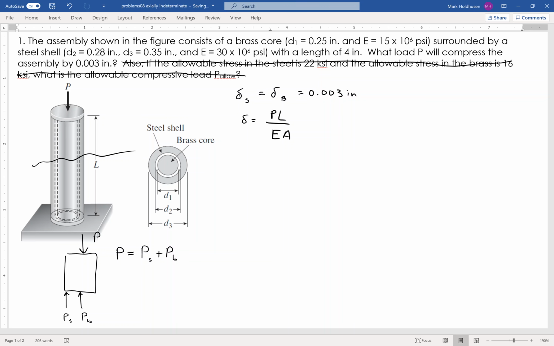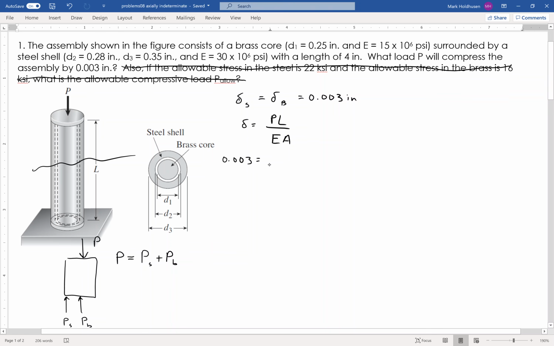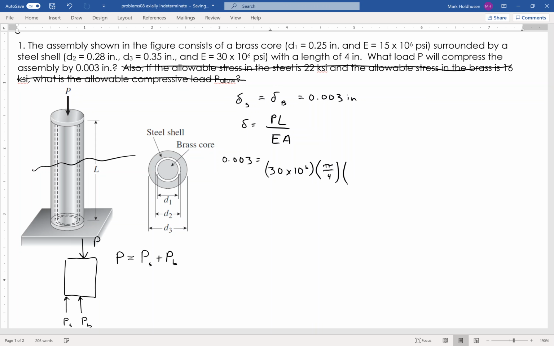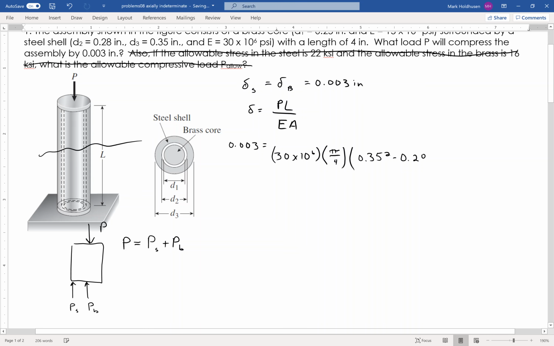So starting with the steel, delta is 0.003. I'll do the denominator first. E for steel is 30 times 10 to the 6th psi. For A, remember this one is kind of a shell, so it's going to be pi over 4 times outer diameter squared minus inner diameter squared. So it's going to be 0.35 squared minus 0.28 squared, basically outer and inner, right? So that's the area of the steel.